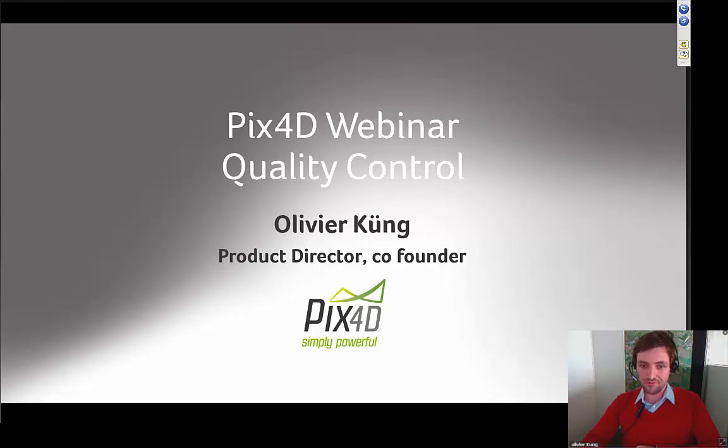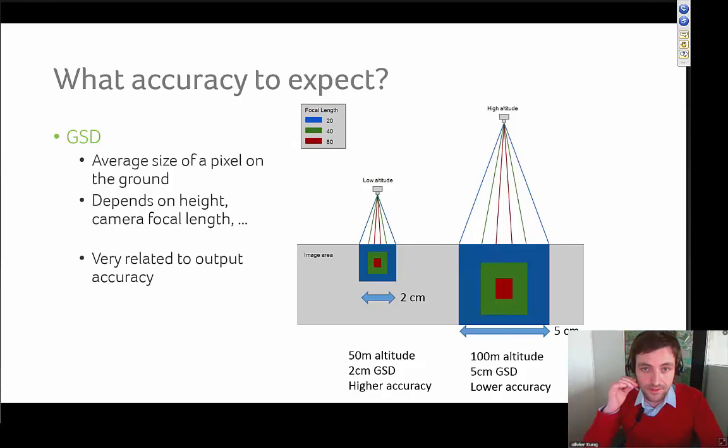I'm one of the co-founders of Pix4D, and today's webinar is going to be about quality control. So basically how to assess quality, how to make sure that the project you do has the required accuracy, and how to assess that. But first, before talking about accuracy, it's probably best to start with quality. It's very linked usually to accuracy. And we'll first talk a little bit about what type of accuracy you should expect in your project.